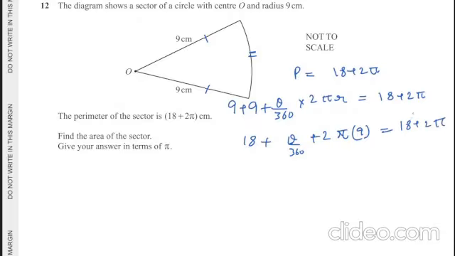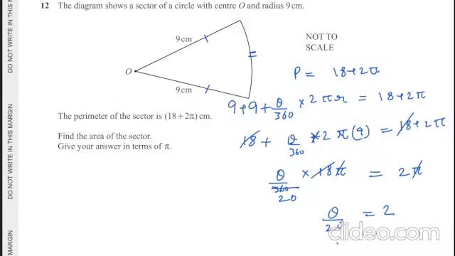18 from both sides can cancel each other, so theta by 360 times 18 pi is equal to 2 pi. Pi and pi cancel. 18 2s are 36, 0. Theta by 20 equals 2. So theta is equal to 40 degrees.